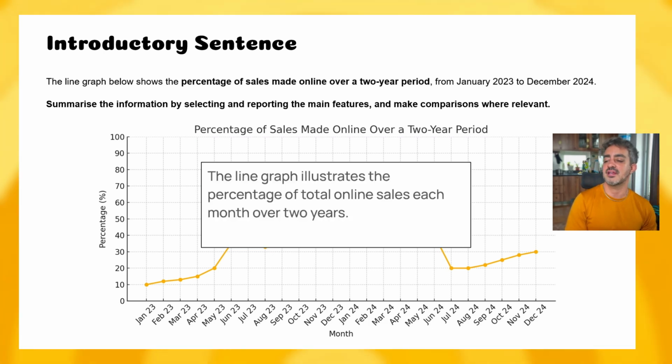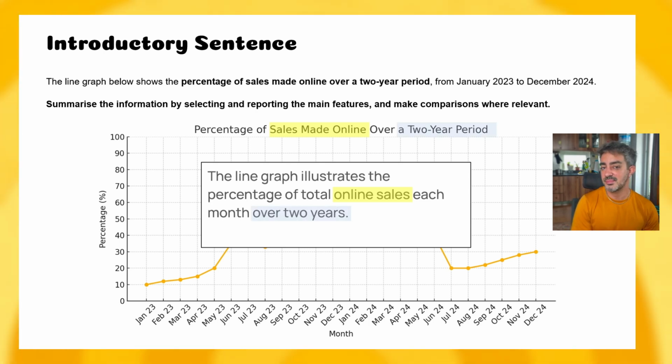So you might write instead something like this. The line graph illustrates the percentage of total online sales each month over 2 years. And all of this information, it looks like a simple sentence, but this simple sentence tells me exactly what I need to know about this chart. I see sales made online, and here we wrote online sales instead, so we paraphrased it. I see the time period. It's over 2 years. So instead of writing 2-year period, we wrote over 2 years.